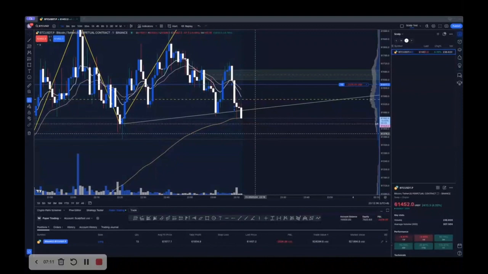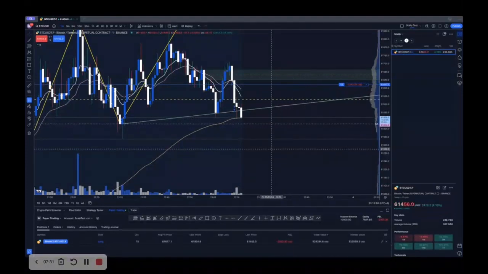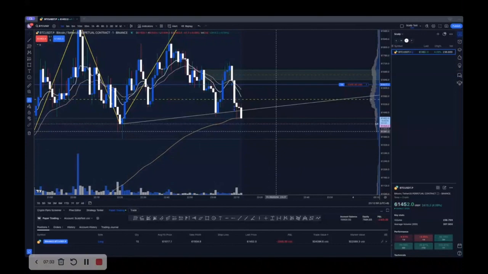I would most likely add another position if we hit the support resistance here, to bring the overall entry down. Looks like the EMA 100 is holding nicely, but you can't really say that until we close above it. So a couple more seconds, we'll close, and we did close.